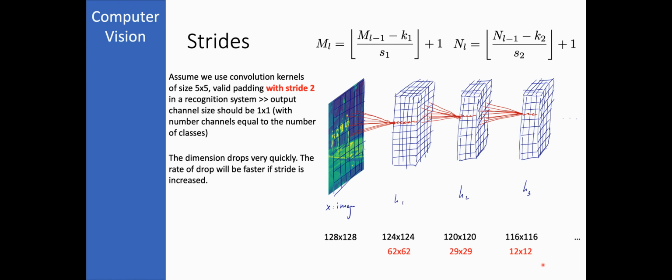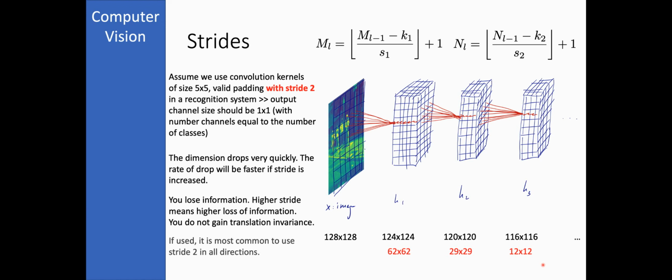The dimension drops very quickly, and the rate of drop will be faster if you increase the stride size. So instead of using 2, if you use 3, then it will drop even faster. Now you lose information, and higher strides means higher loss of information. And you do not necessarily gain in translation invariance, but you have now the capacity to reduce the size quite a lot. If used, it's commonly used with a stride number of 2 in all directions.